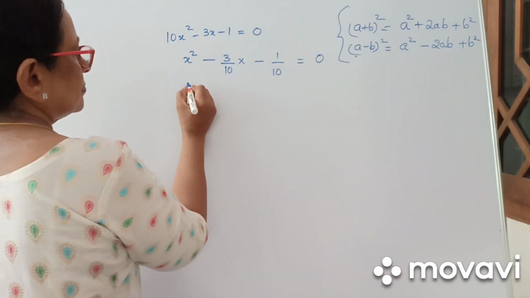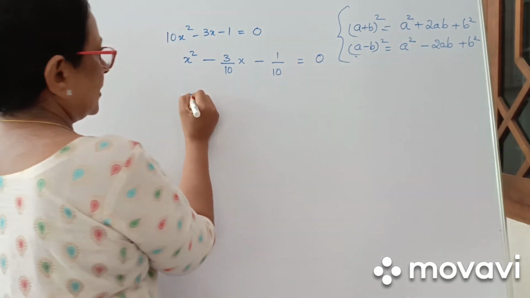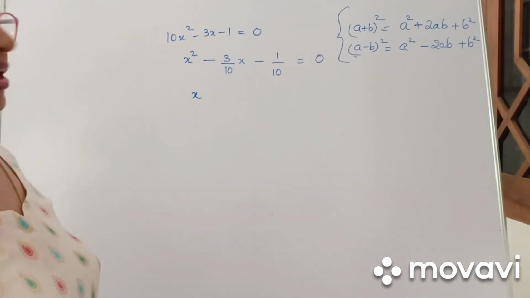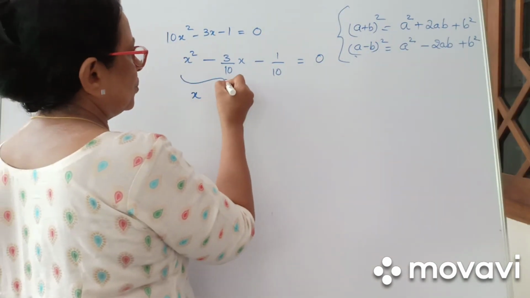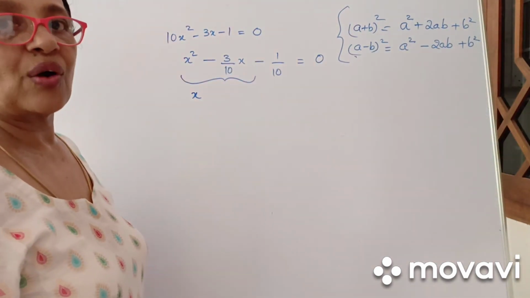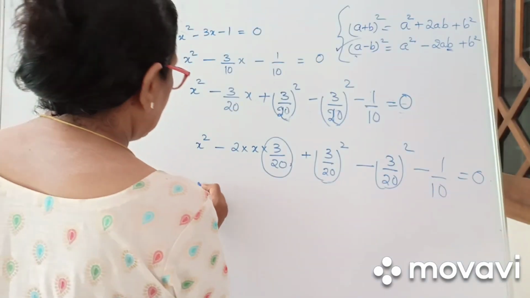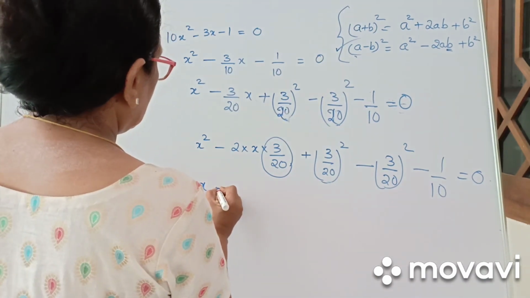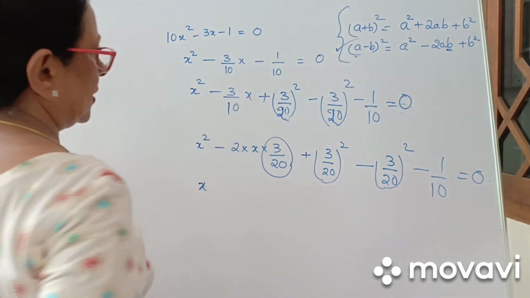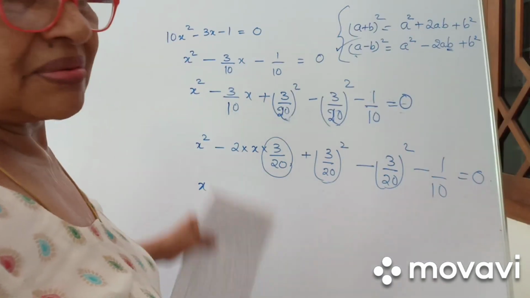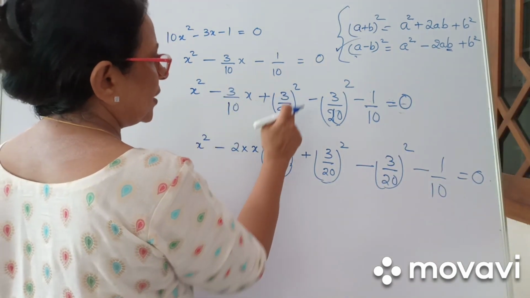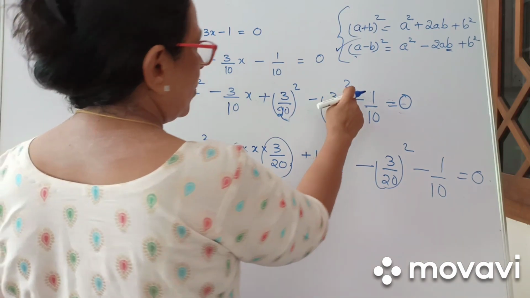Now, look, I'm going to write it as x. Now, listen carefully. Now, what I'm going to do is, I'm going to write this as a whole square. It becomes x, okay, sorry, 3 by 10x, 2 into AB. So, I made a mistake over here. X squared minus 3 by 10x plus 3 by 20 whole squared minus 3 by 20 whole squared.